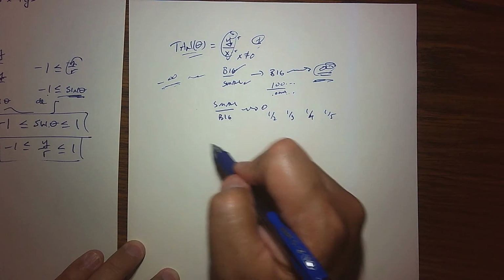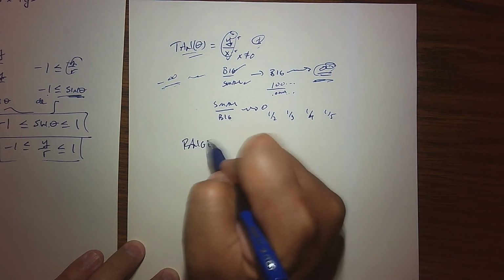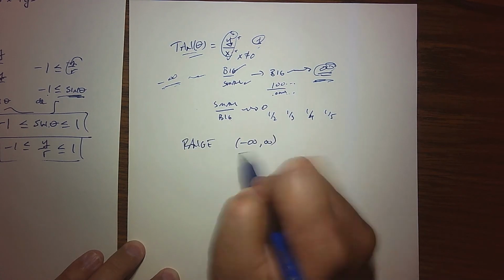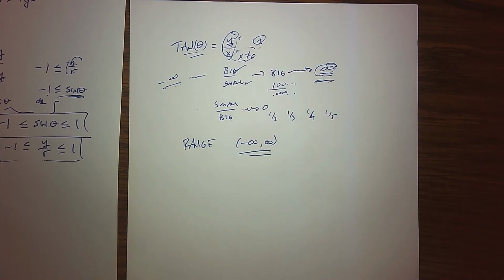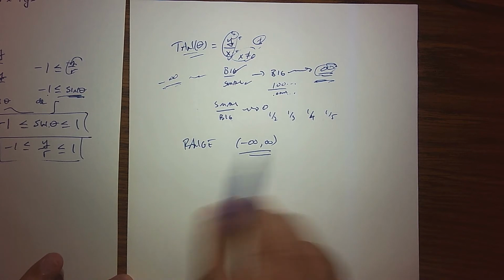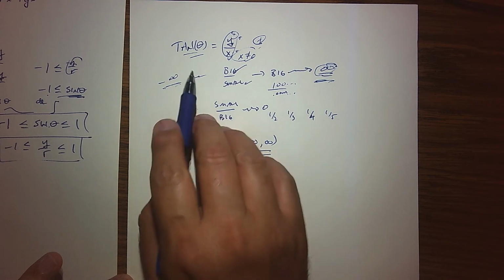It is a fact that the range for tangent is actually everything. As long as we avoid those 90-degree and 270-degree angles, the range is anything. So anything can come out, any ratio can come out, any real number. So there you have it.